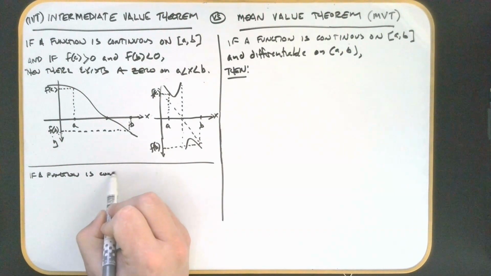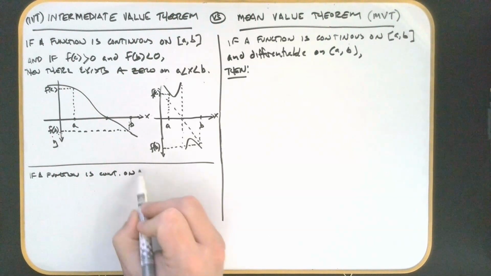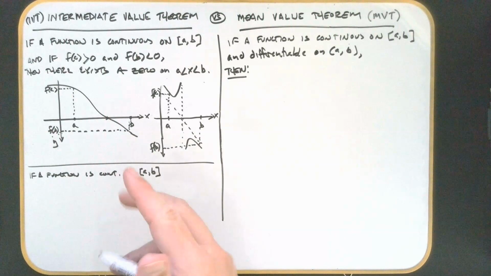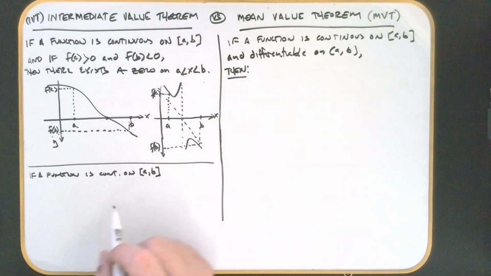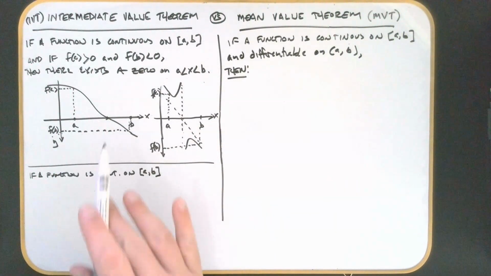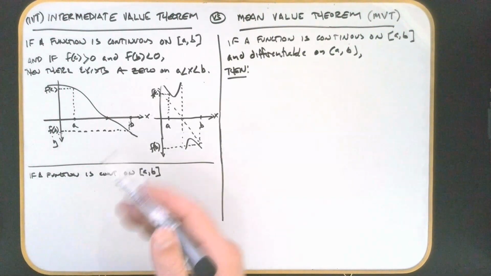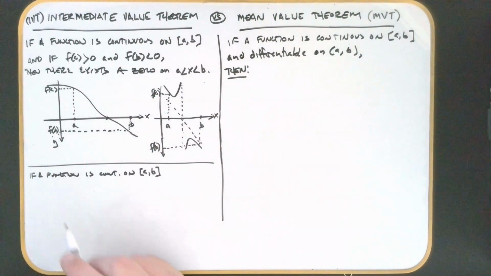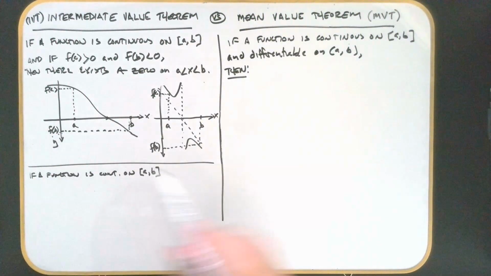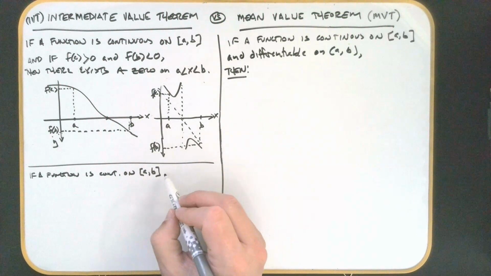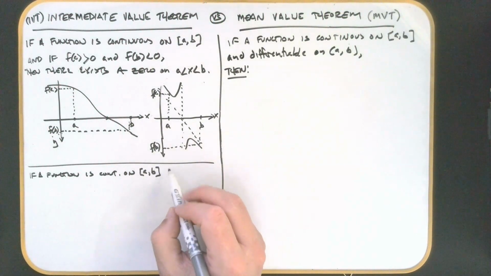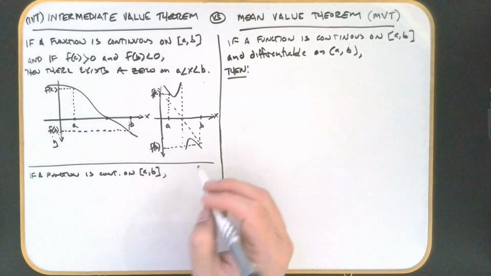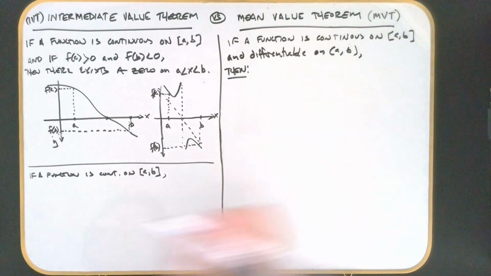If a function is continuous on the interval [a, b], now it is possible in the test they'll say differentiable, but differentiability implies continuity, so that's fine. Because differentiability, they may say that because they don't want to tip their hat that it's mean value theorem, so they still may say differentiability here. So if a function is continuous on [a, b], okay, then here is going to be our then statement.